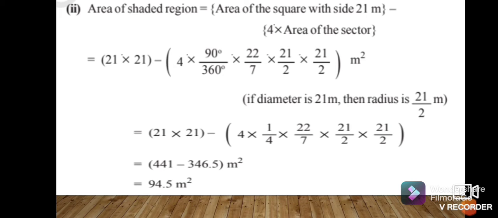So how can we get 1 by 4 here? Each corner angle is 90 degrees. So 90 by 360 is nothing but 1 by 4. The pi value you know is 22 by 7, and the r value is 21 by 2, that's why you can write it as 21 by 2 into 21 by 2. Now on simplification we get 441 minus 346.5 meters square. Then the final answer is 94.5 meters square.